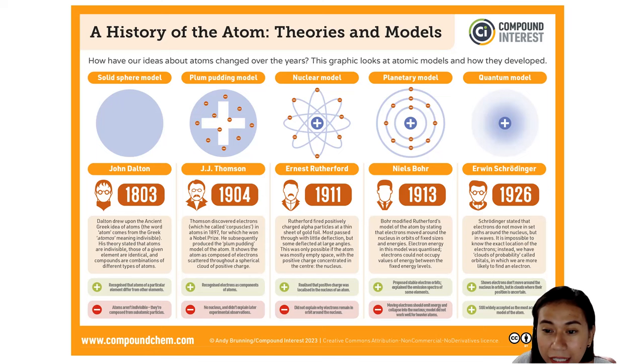Yan. In waves daw, no? So, this is our modern, the recent one na model of the atom. Quantum mechanical model. So, meron mga electron clouds. So, yung electrons is, instead of fixed yung position niya, hindi siya pwedeng ma-determine. It is impossible to locate the location of the electrons and its velocity at the same time. Oh, diba? That's the Heisenberg uncertainty principle.